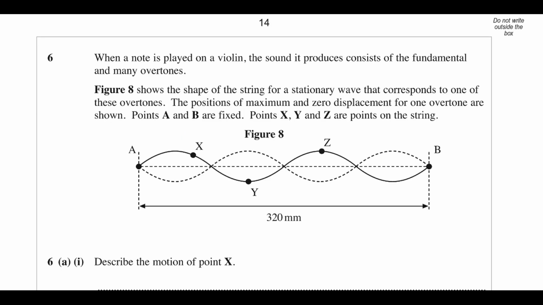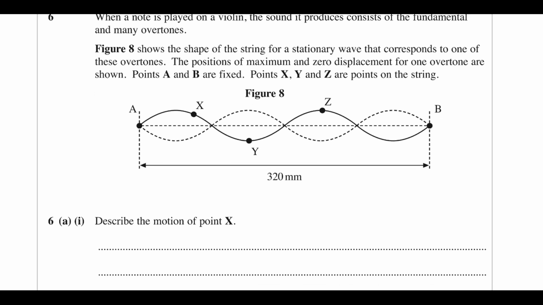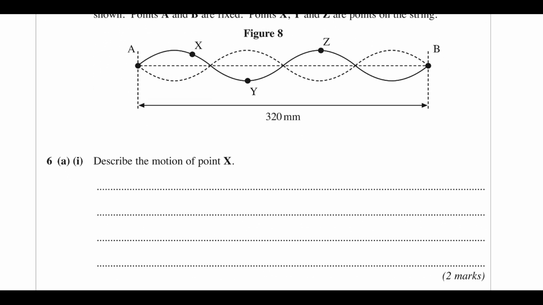A note is played on a violin. The sound it makes contains a fundamental and some overtones. And we've got the shape of a stationary wave that is one of the overtones. The positions of maximum and zero displacement for one overtone are shown. A and B are fixed, so they're made to be nodes. X, Y, and Z are points on the string. Describe the motion of point X.